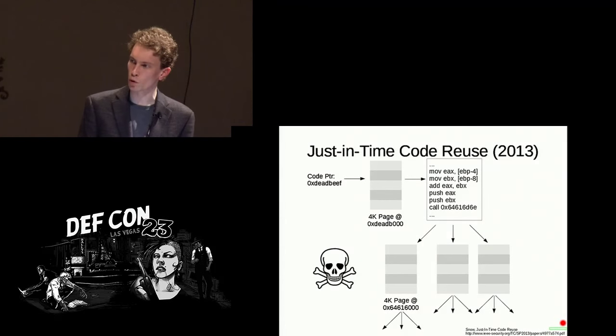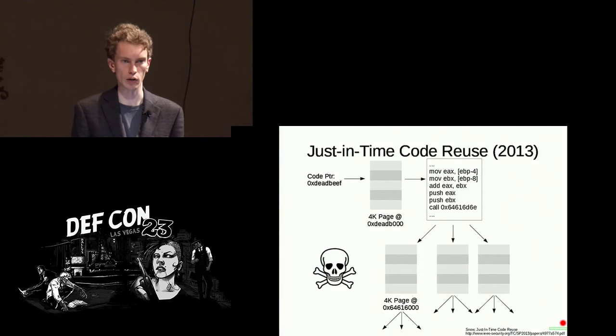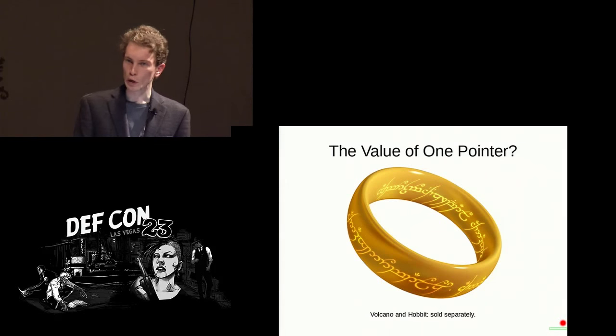They actually implemented a version of this that ran in JavaScript, leveraging an information disclosure vulnerability in a web browser. This has the ability to basically wipe out any fine-grained randomization that you might be interested in doing. So the value of the one pointer is still a lot.